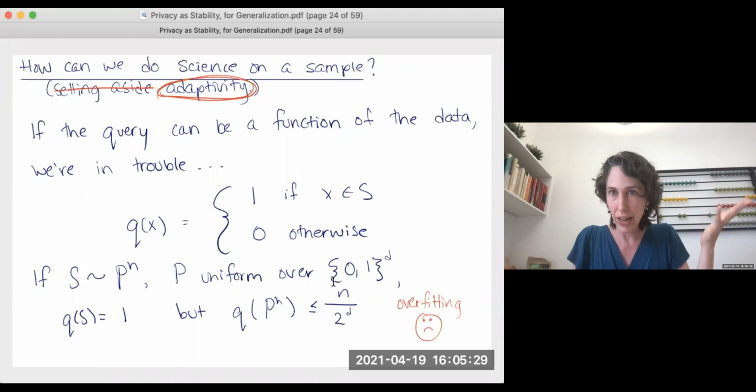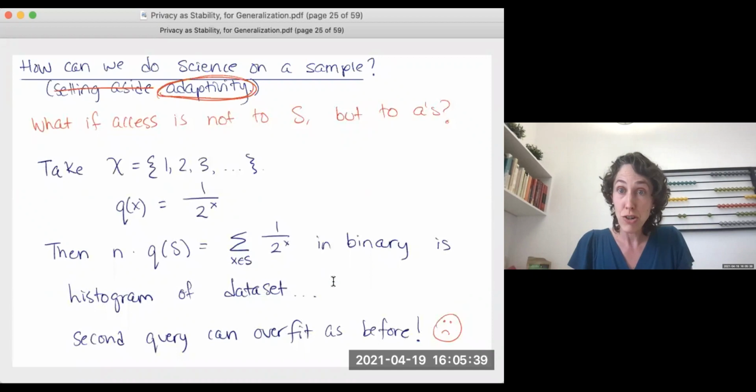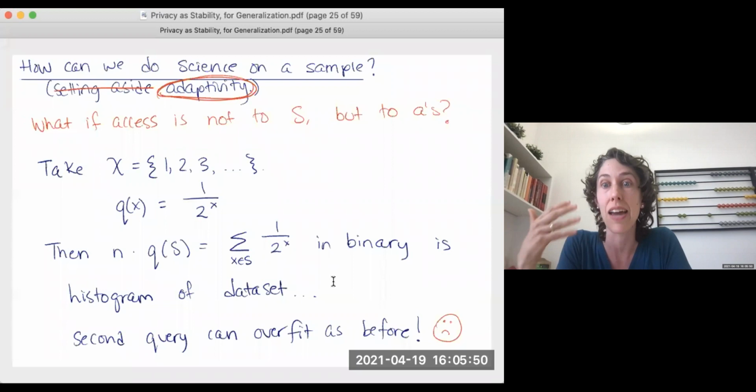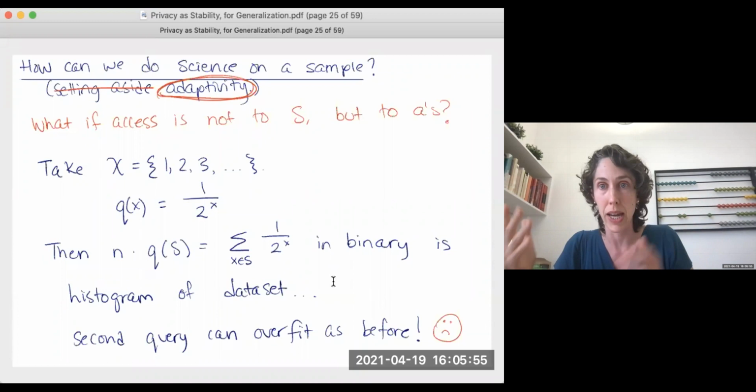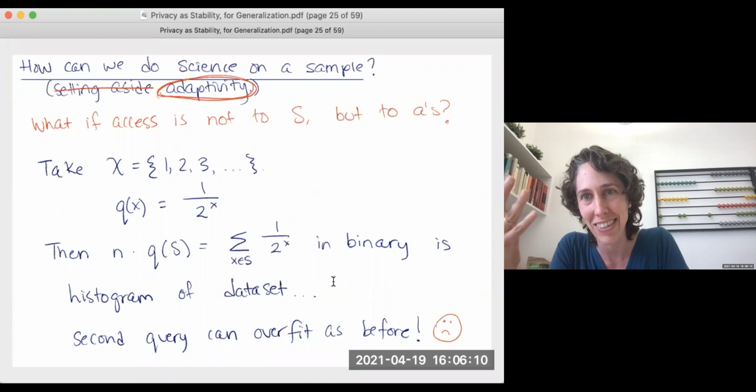Okay, but who's going around picking their query adversarially on the data set? Much more natural would be to say, what if whoever's picking the query doesn't know what my data set looks like? They don't actually know what sample I got. They just know the answers that I've given to previous queries. Maybe then I'm okay, right? That's much more limited access, it seems. Except no, because my first query can encode my data sample, and then my second query can be the query from the last slide. And then again, I fail to do science on the sample.